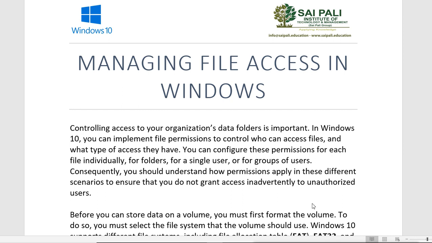Managing file access in Windows. Now, controlling access to your organization's data folders is important. In Windows 10, we can implement file permissions to control who can access files and what type of access they have. You can configure these permissions for each file individually, for folders, for a single user, or for a group of users. So you should understand how permissions apply in these different scenarios to ensure that you do not grant access inadvertently to unauthorized users.